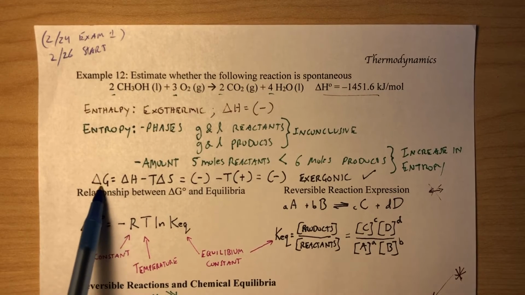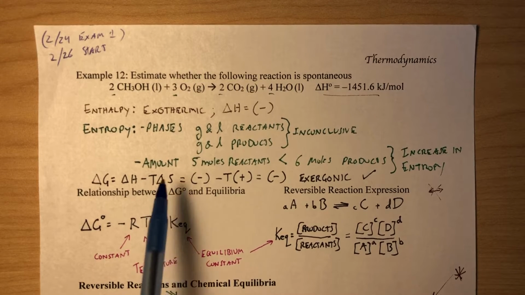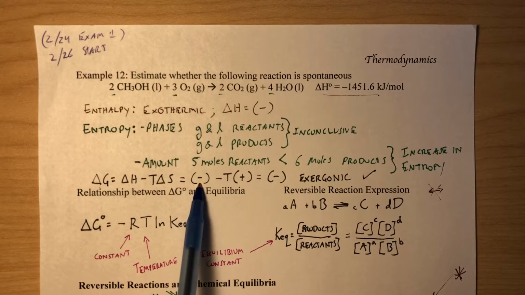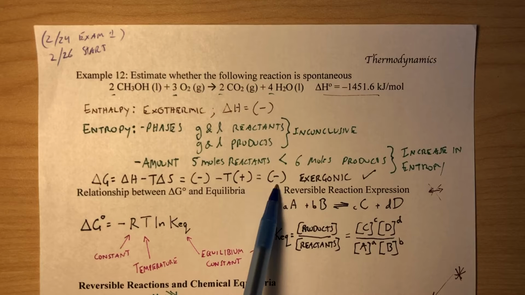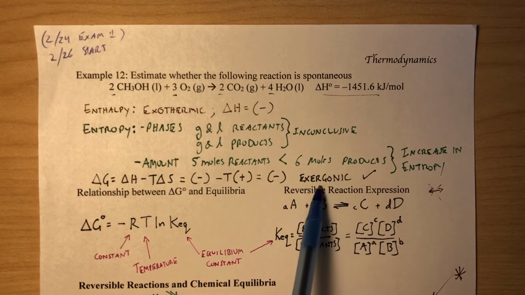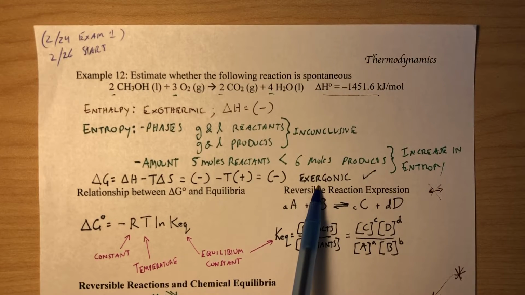So we could estimate that the delta G for this reaction, being delta H minus T delta S, is going to be a negative sign for our enthalpy. So negative minus a positive always is going to be negative. So we can consider this to be a likely exergonic reaction, likely spontaneous.